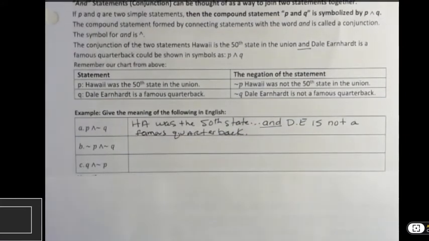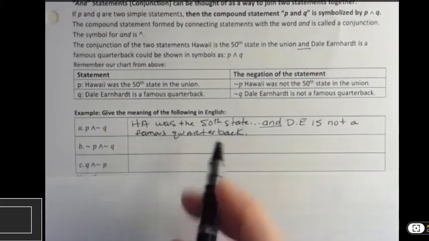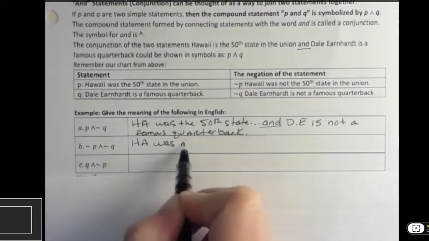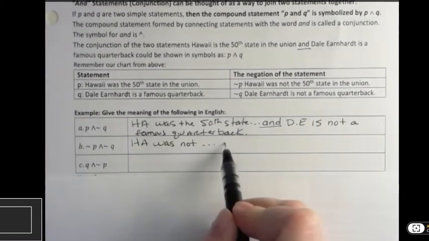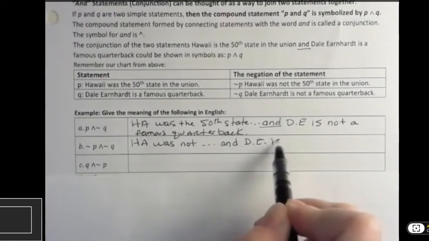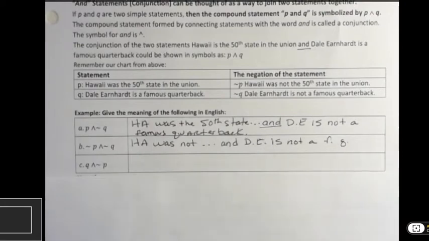All right, what would the next one say? Well, the next one we're saying the negation of P and the negation of Q. So it would look like the first one, except we would say Hawaii was not the 50th state in the Union, and Dale Earnhardt is not a famous quarterback. I'm abbreviating because we don't want to spend time watching me write that out.